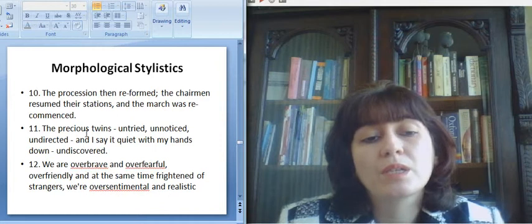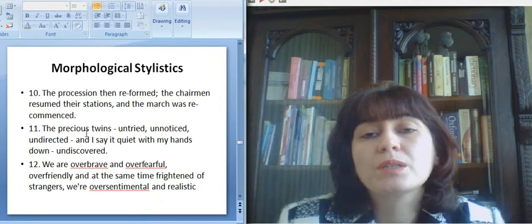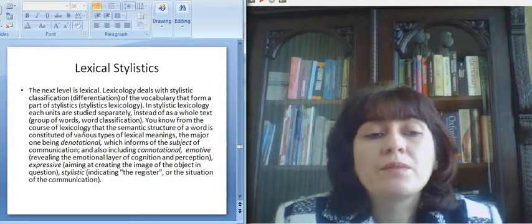The precious twins, untried, unnoticed, undirected, and I sat quiet with my hands down, undiscovered, were over-brave and over-fearful, over-friendly and at the same time frightened of strangers, were over-sentimental and realistic.